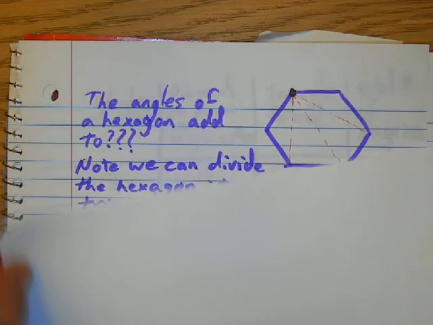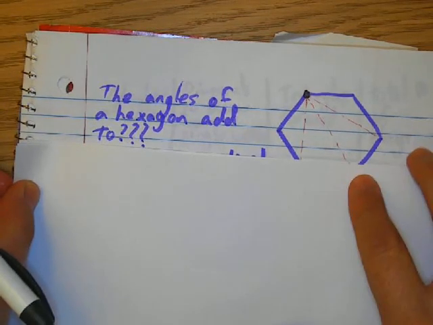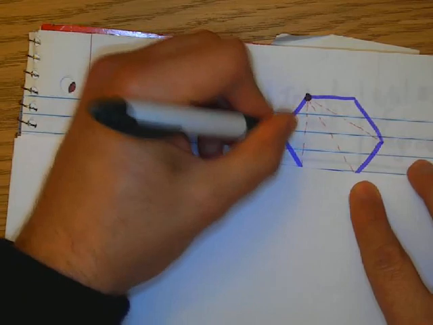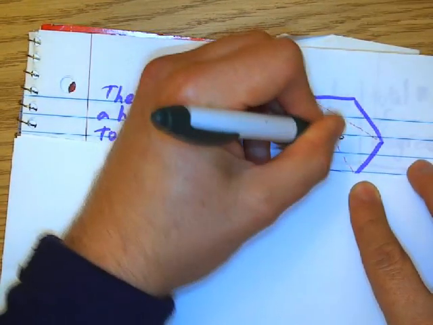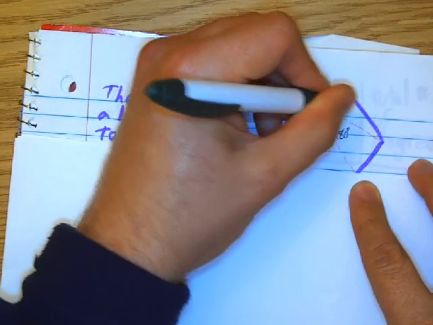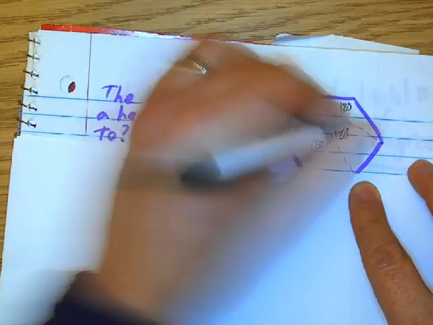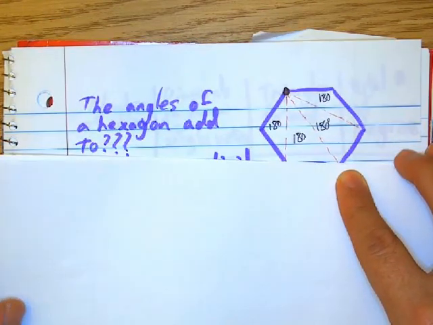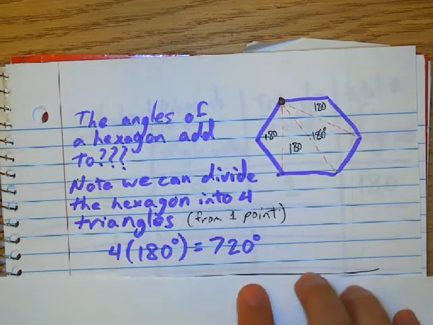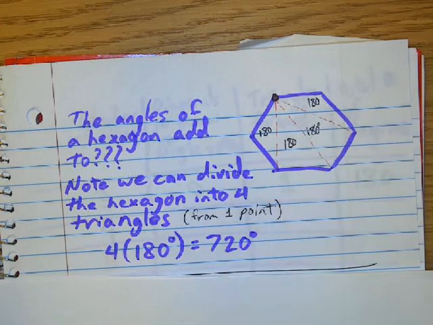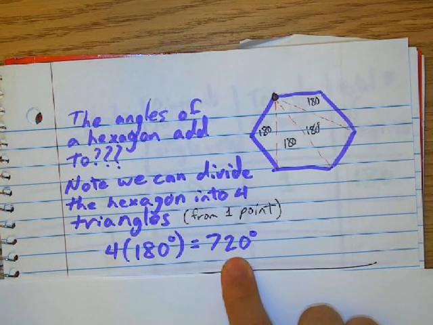So what if we got a hexagon? Once again, I know I can divide it up into 180, 180, 180, 180. From one point, I could divide it up into 4 triangles, and so if I multiply 4 times 180, all the angles inside the hexagon are going to add up to 720.